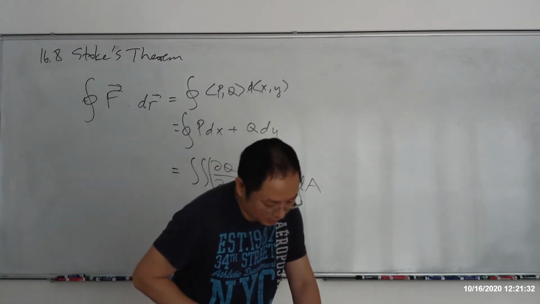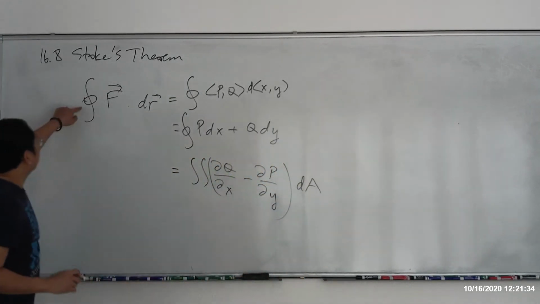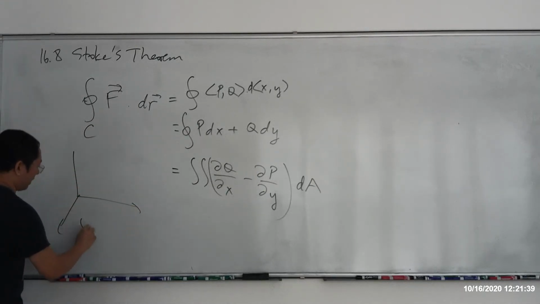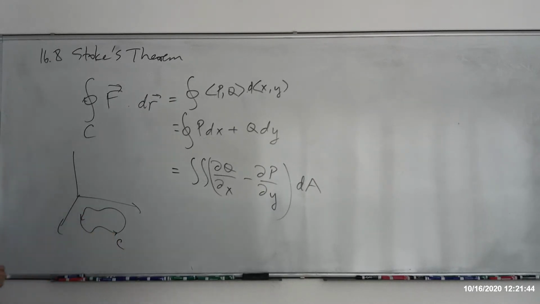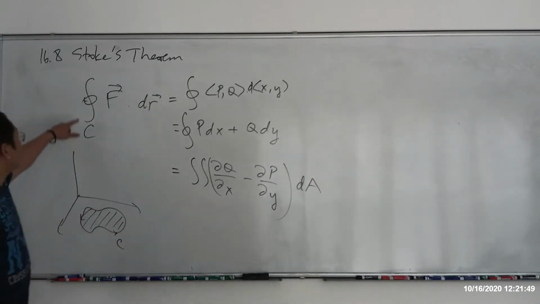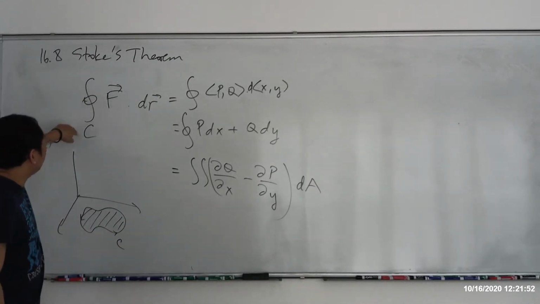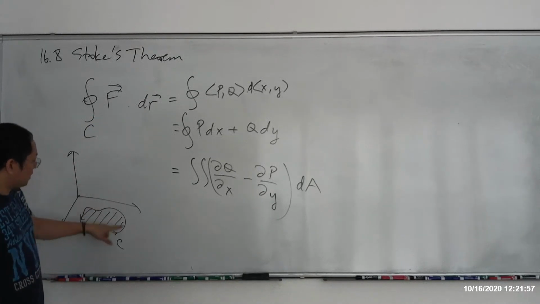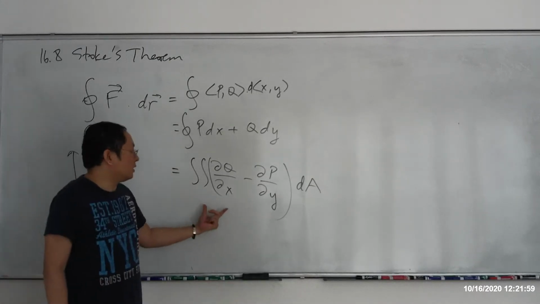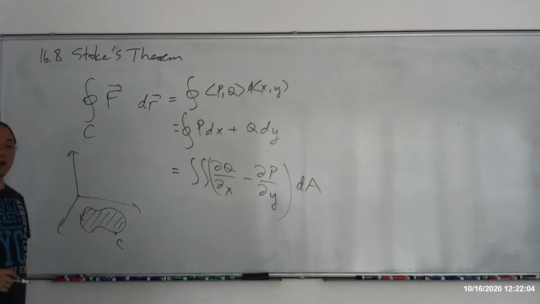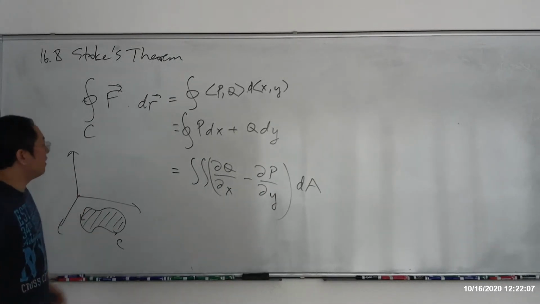Let me double check. Yeah, where the closed curve C right here is staying on the xy plane. This is C, and this is the region A that we're talking about. So Green's theorem says the line integral along the closed curve will be equal to the double integral over the region enclosed by that curve. Now, Stokes' theorem, I'm going to extend that idea.